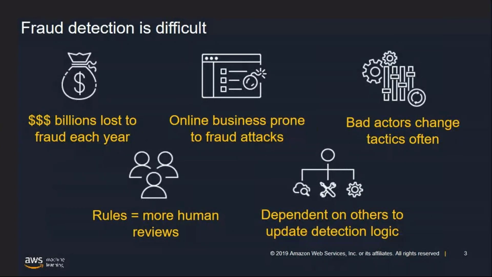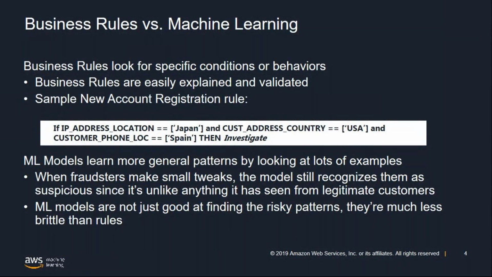So this battle with fraudsters never really ends, and so companies such as AWS constantly invest in new protections. And one of the protections that we found works the best to protect against fraudsters is machine learning. So first, I want to talk about business rules real quick compared to machine learning, as many customers that we talk to are using business rules to detect fraud today.